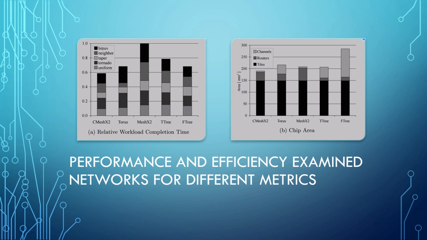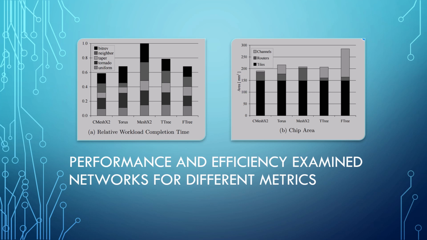In graph A, we see the workload completion time, and CMesh obviously has the least here when scaled, and mesh with 2 networks takes the longest time. And looking at CMesh here, we see that using different traffic patterns, we get similar performances. Nothing really quite dominates it.